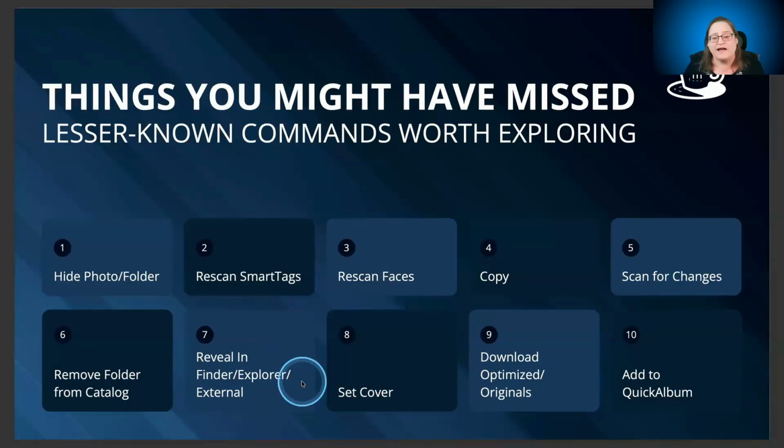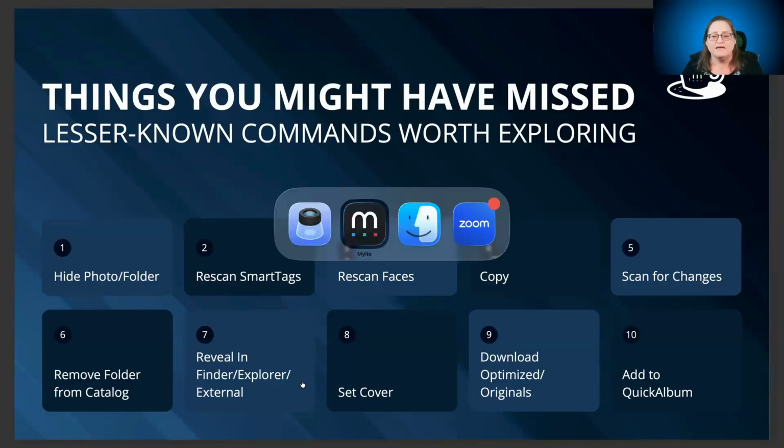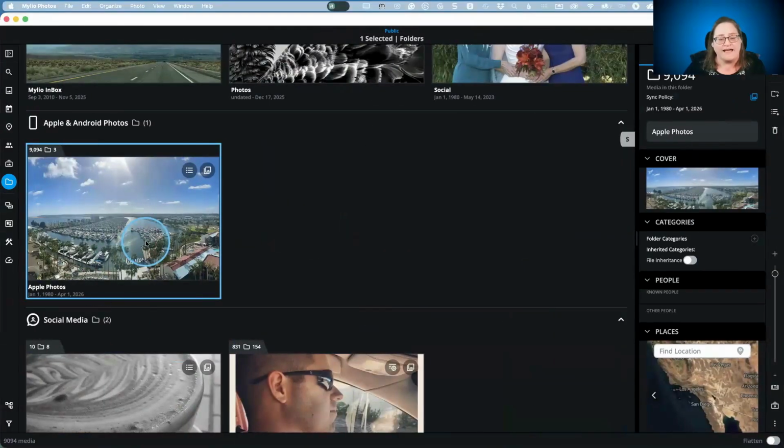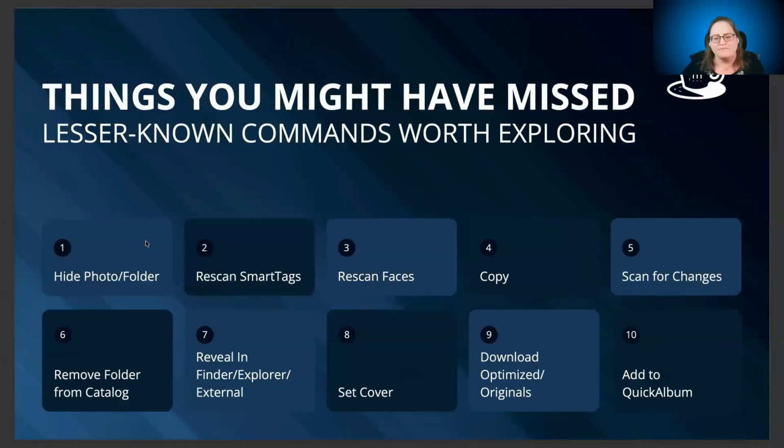You also have the option to reveal in Finder, Explorer, or External. And this is where if you need to find a particular image and you want to find out where it lives in your file system, you can again right-click on a folder or a file. And at the bottom of that actions menu, you're going to find a reveal in Finder if you're on Mac, Explorer if you're on Windows, and External if you're wanting to find it in your external drives like a vault. So if you have external drives that you've designated as Mylio vaults, clicking external will show you that location in your external drives. And if you have multiple, it'll pop up and ask you, which one do you want to look at, which I find really helpful. I do that all the time.